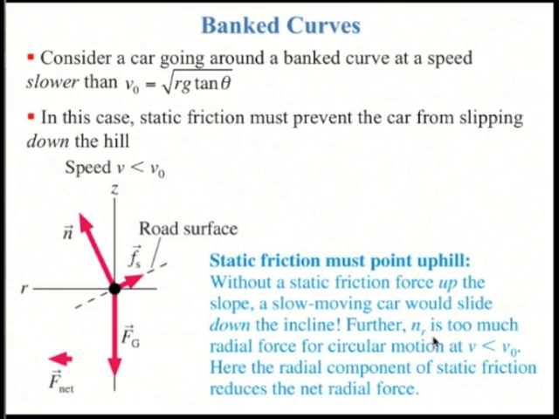So another way of saying that is that the radial component of the normal force is too much for circular motion if the speed is less than v sub 0. So the radial component of static friction reduces the net radial force.